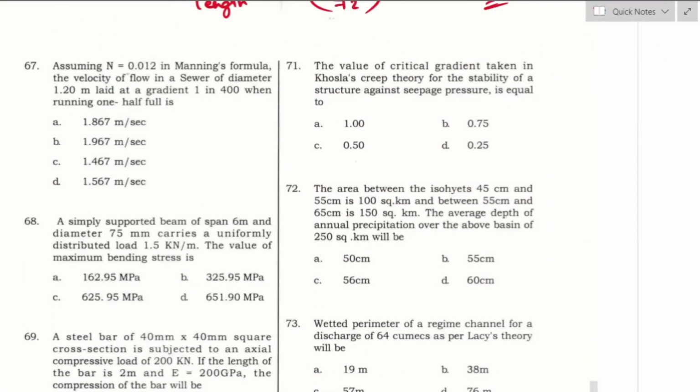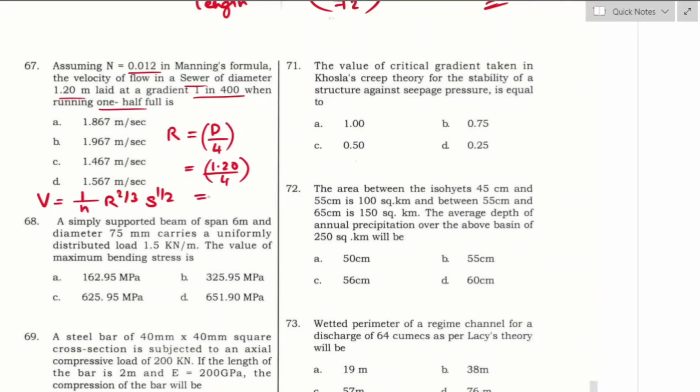Question number 67. Assuming n is equal to 0.012 in Manning's formula, the velocity of the flow in sewer of a diameter 1.2 meter laid at a gradient of 1 in 400 when running half full is. We know that the Manning's formula is 1 by n into r to the power of 2 by 3 s to the power of 1 by 2, where r is the hydraulic mean radius, which is given by d by 4 for running half full, where d is the diameter of the sewer. 1.2 meter divided by 4. So hydraulic mean radius will be 0.3 meter.